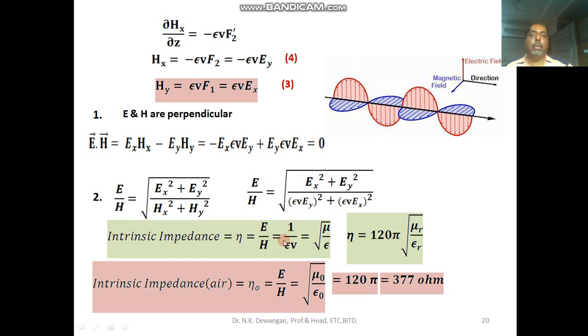E and H are in the same phase. There will be no lagging or leading between the electric field and magnetic field. The electric field will start at the same time as the magnetic field. So there will be no phase lagging or leading effect. So you see these two important characteristics: that E and H are perpendicular, and E and H are in the same phase. In the next class we will see the electromagnetic wave propagation in conducting media.